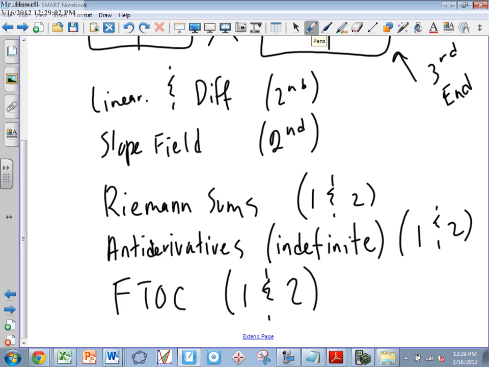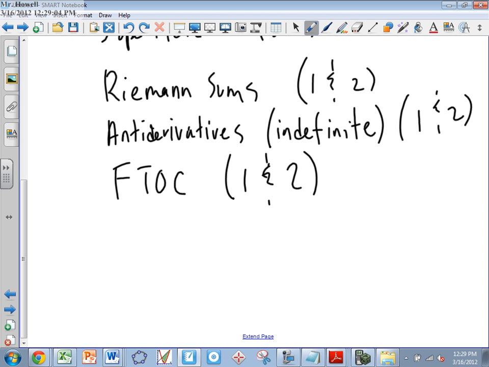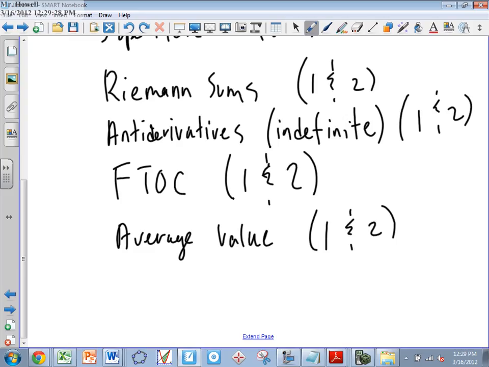What does FTOC stand for? Fundamental Theorem of Calculus. Very good. I've also written it that way. I just thought somebody would know. Nice. FTOC, fundamental theorem of calculus. Next one was average value.